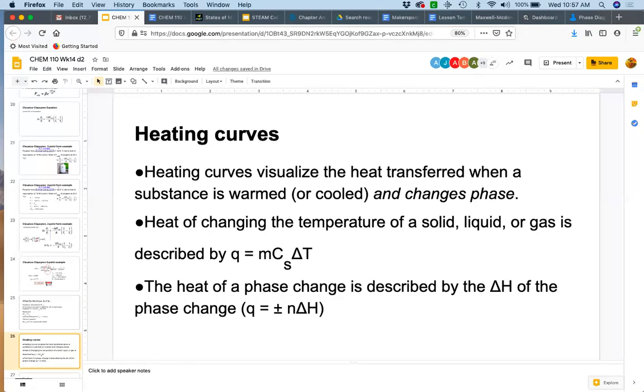The heat then of this phase change is described by the delta H of whatever that phase change is. So Q, or the heat, is equal to the number of phase changes that occur. For example, if I go from solid to liquid to gas, I've got 2 phase changes occurring. The phase change from solid to liquid, and then the phase change from liquid to gas. So the heat is going to be something that is cumulative over all of those.